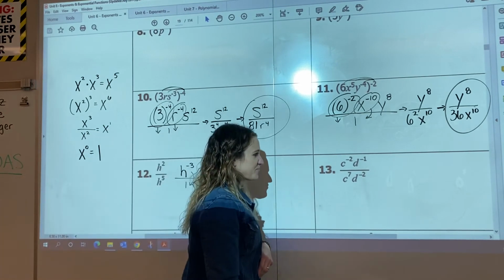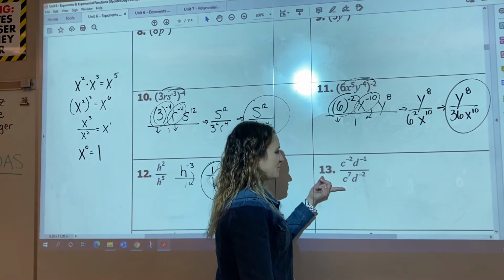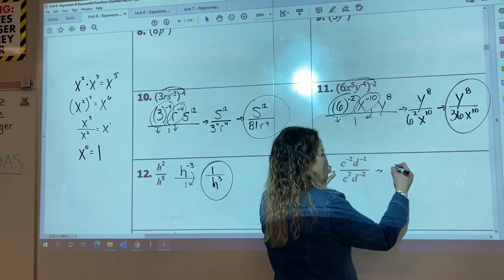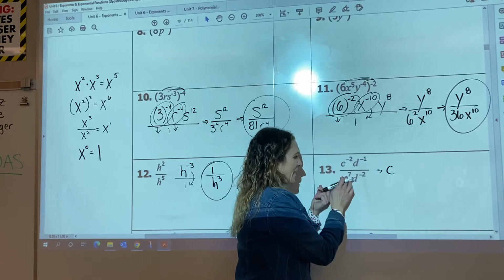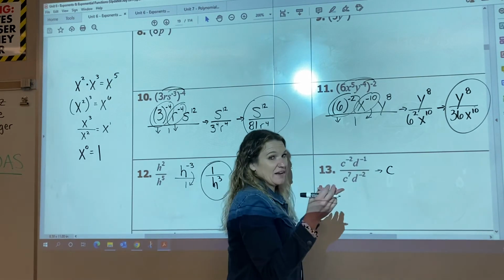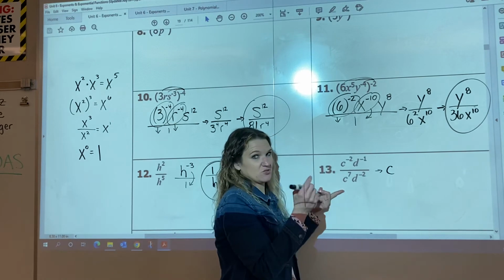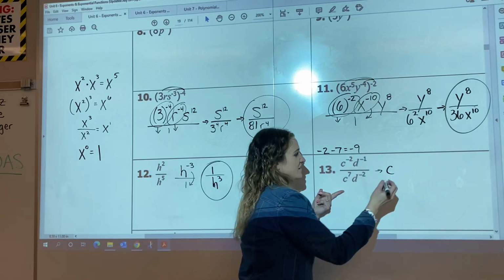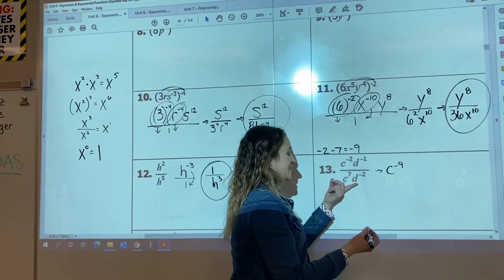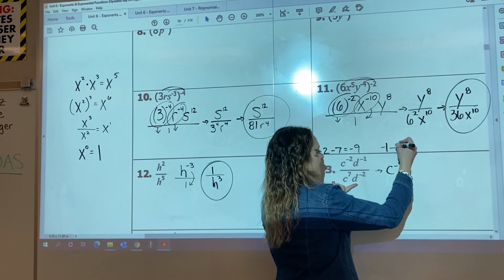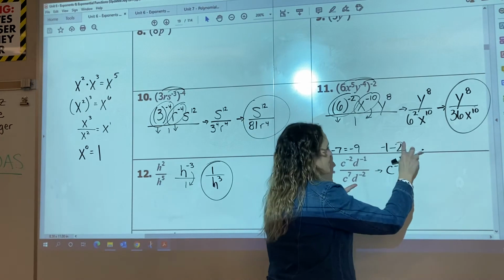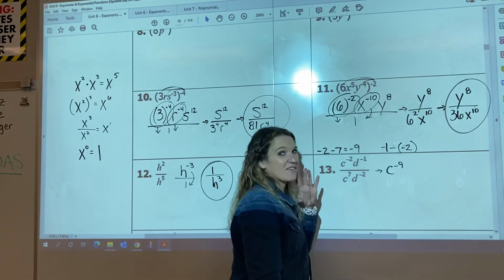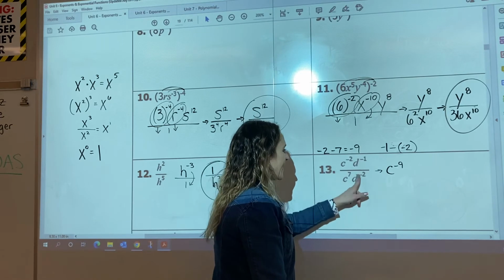Same thing here. We have common bases with the C's and the D's. So let's start with the C's. So -2 minus 7, and if you need to write it out, please do. I sometimes do, just to show you this. -2 minus 7 gives me -9. For the D's, I have -1 minus 2. Ooh, excuse me. -1 minus -2. That's why I write it out. -1 minus -2.